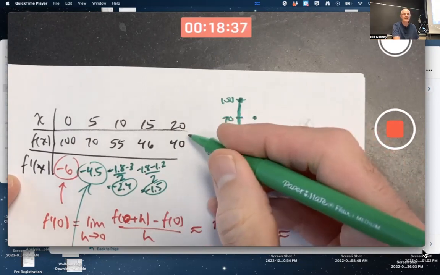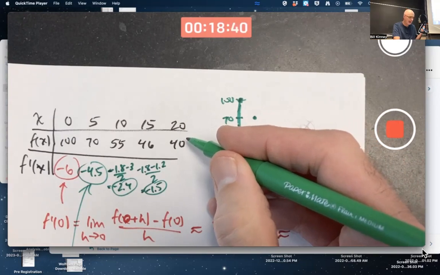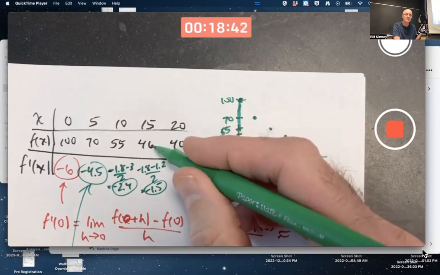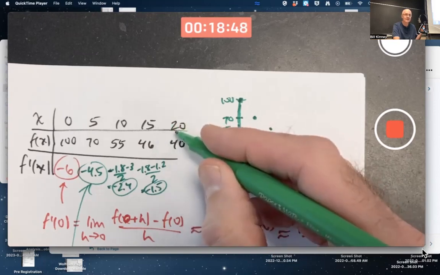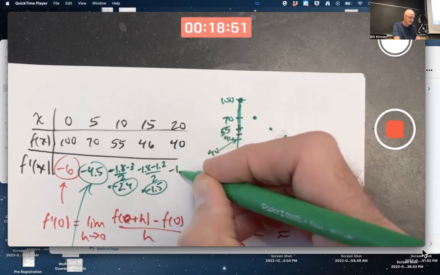And at x equals 20, now we're at the right endpoint. Now we only have effectively one data point we can use. F of x goes down by 6 as x increases by 5, -6/5, -1.2 as our best estimate for the derivative there.